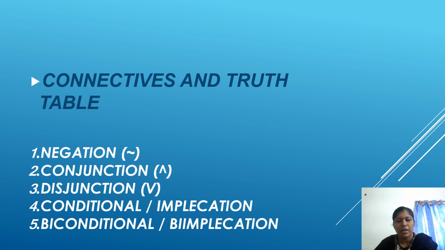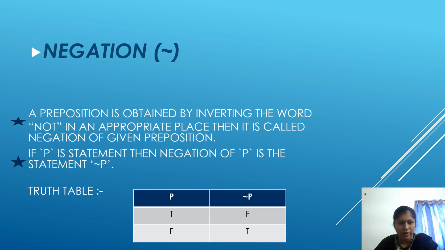Connectives and truth tables. The connectives between the declarative sentences are negation, conjunction, disjunction, conditional and biconditional. The conditional is also called implication, and the biconditional is also known as bi-implication. By using the connectives and truth tables, we can form a relation between the declarative sentences. We can go through the negation first.